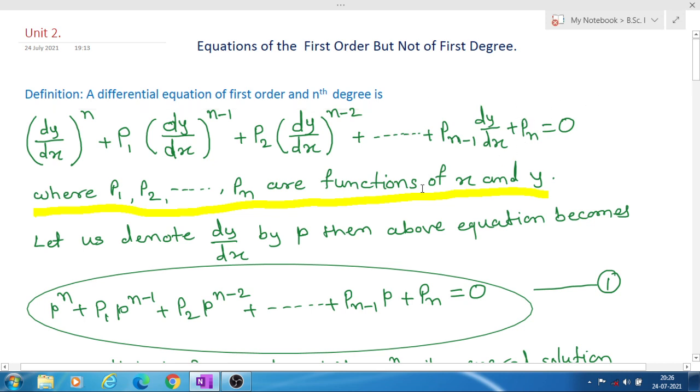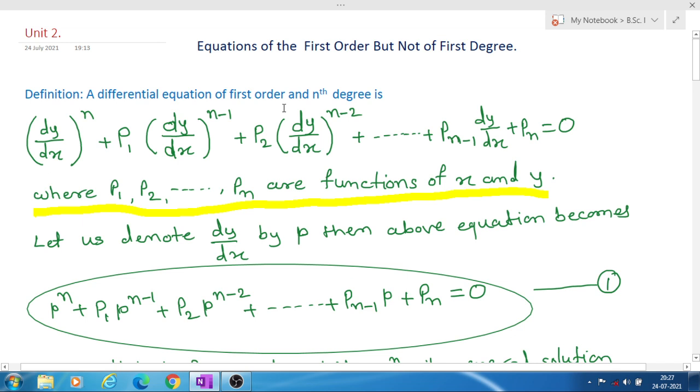So let us see this type, that is equations of first order but not of first degree. So equation of this type, that is differential equation of first order and not first degree, means degree greater than 1, higher degree.